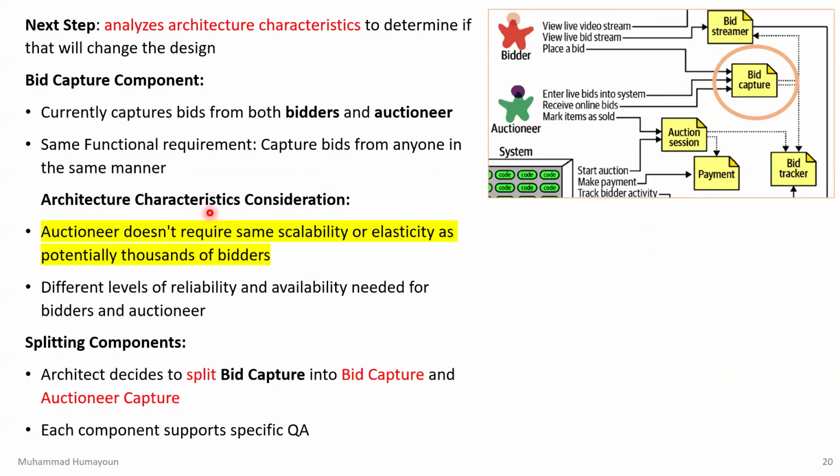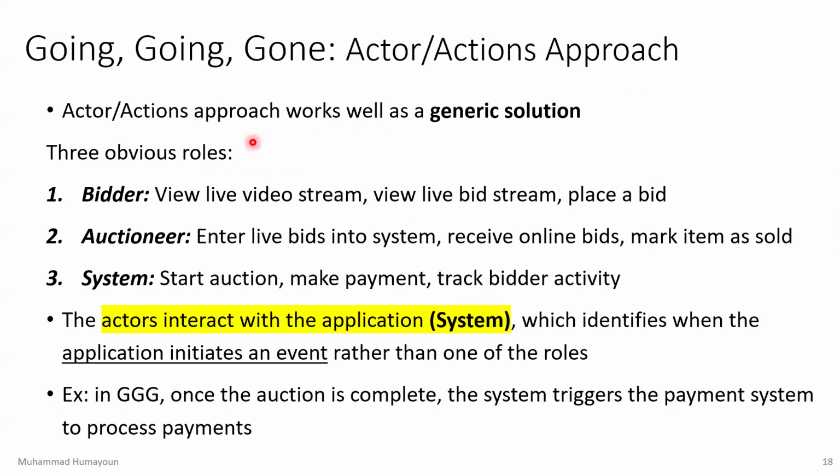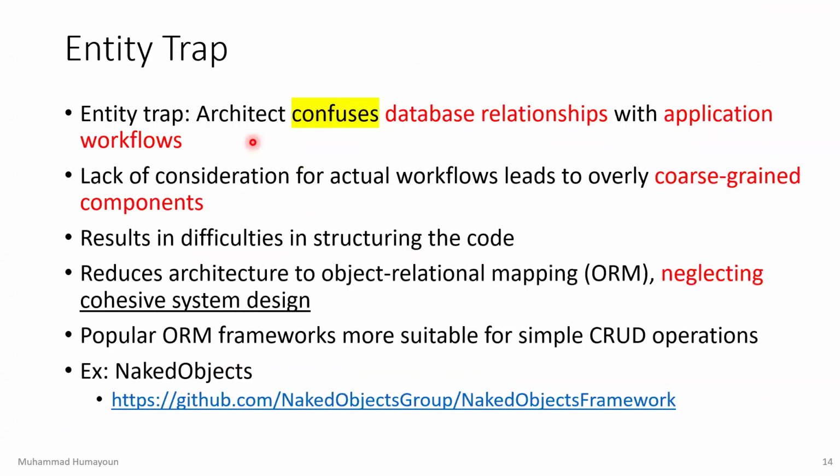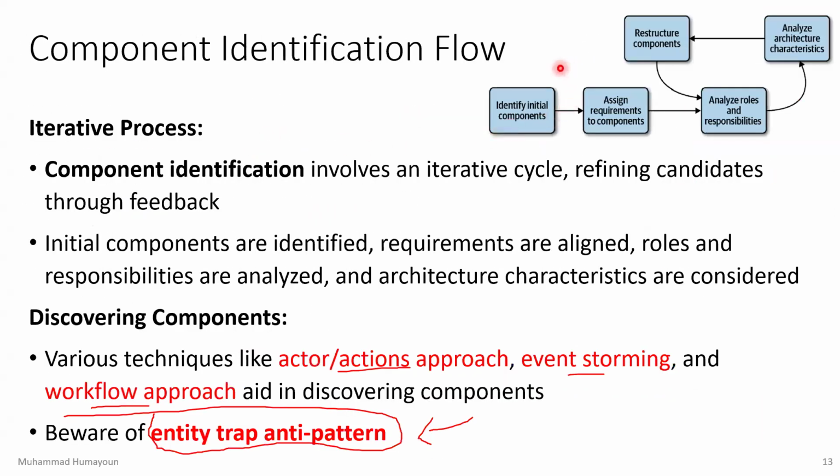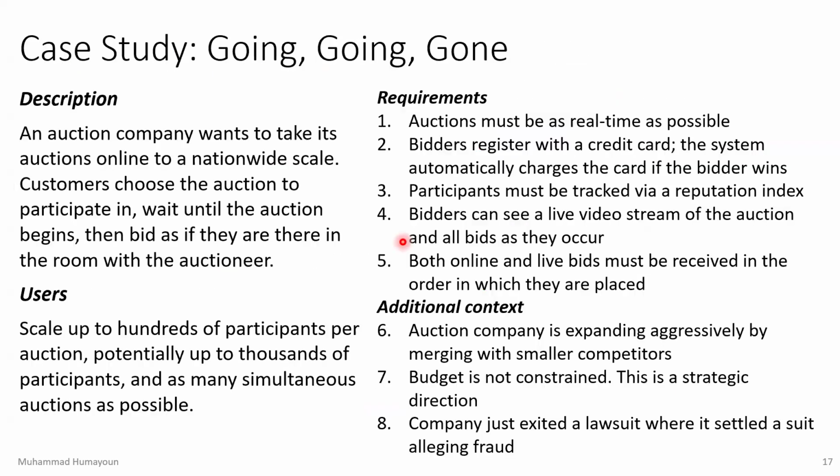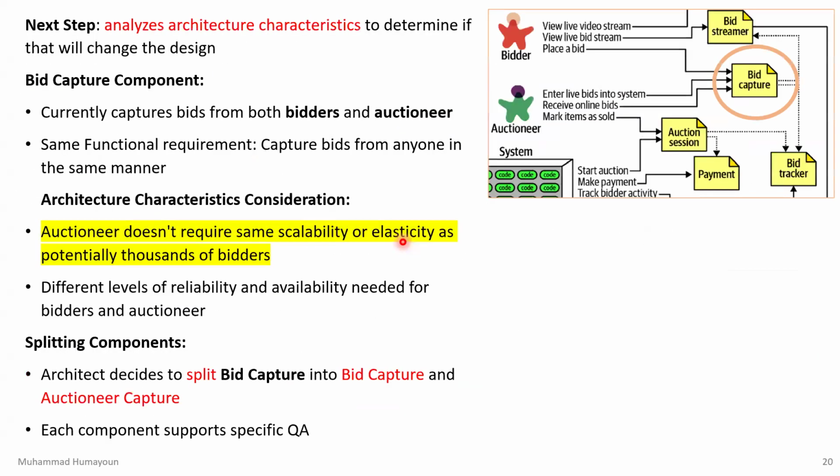So you see what we did according to this diagram, we identify initial components and then we assign requirements to components. And now we analyze roles and responsibilities. So we have some initial components. Now what we need to do is analyze architectural characteristics related to that, and based on that, we want to restructure our components. So let's see how we do it.